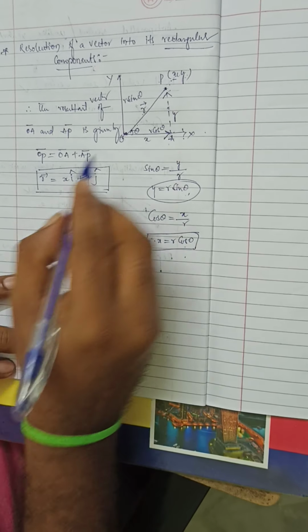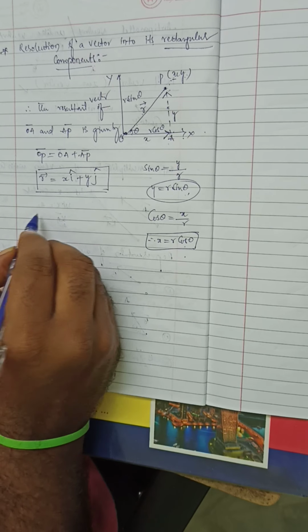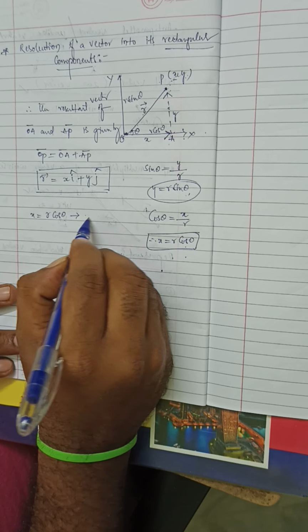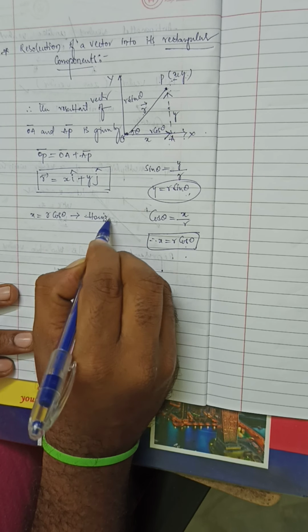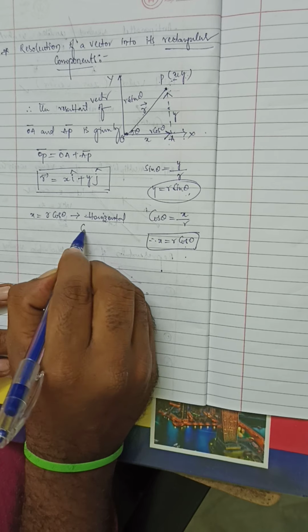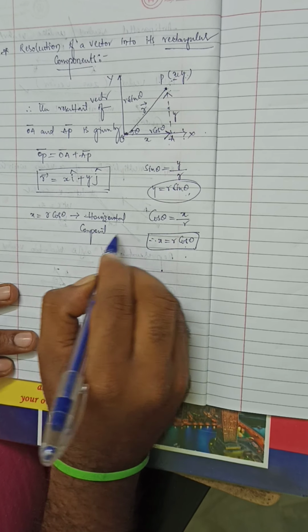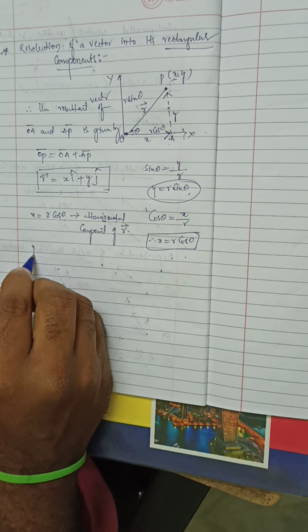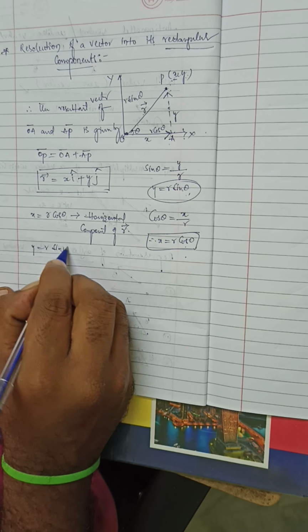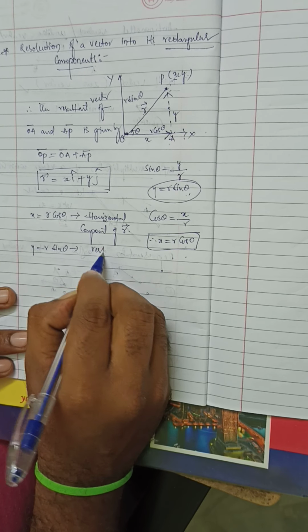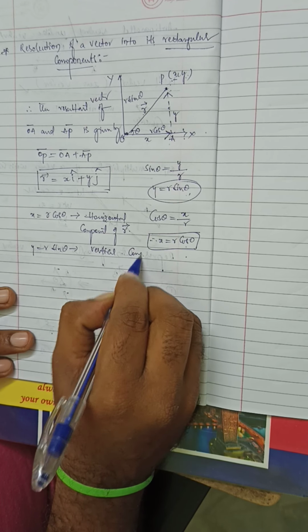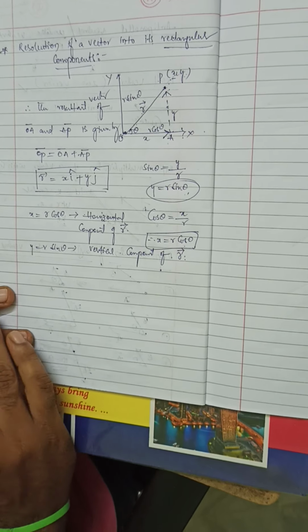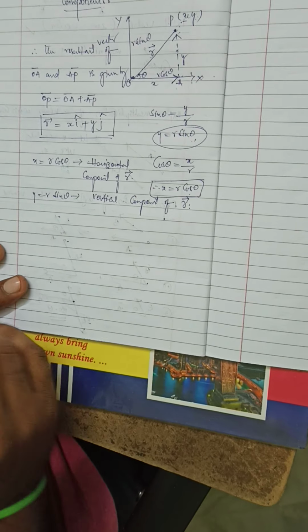Now here x is equal to r cos theta, this is called the horizontal component of the r bar vector. Okay? Next, y is equal to r sin theta, this is the vertical component of the r bar vector. Right, these are very important points.